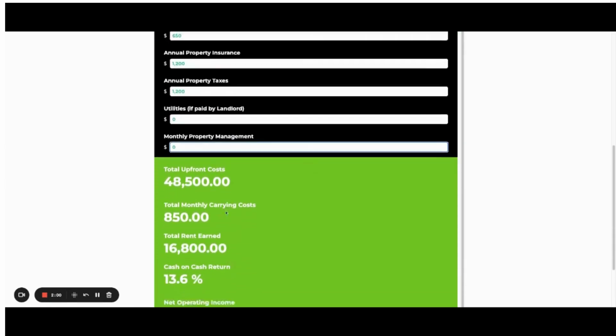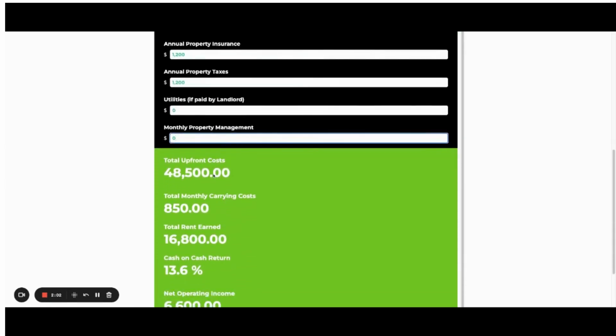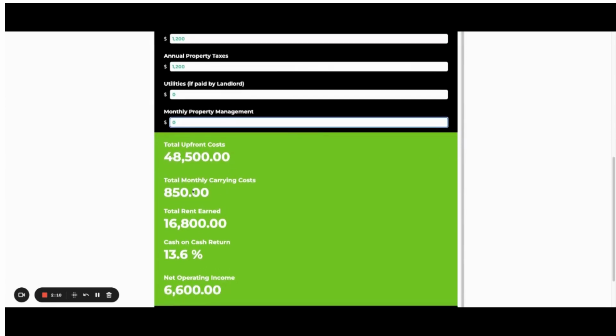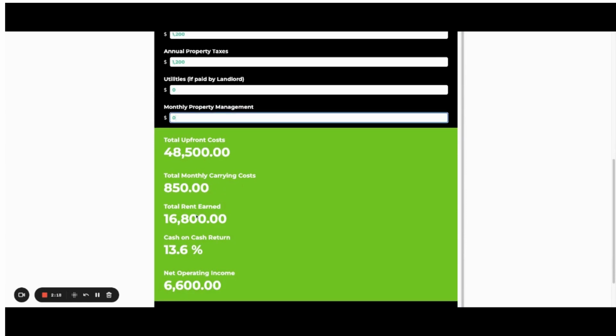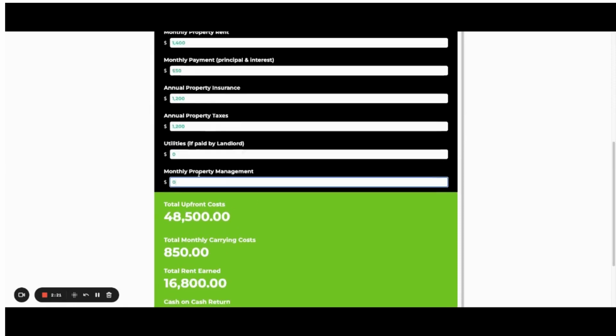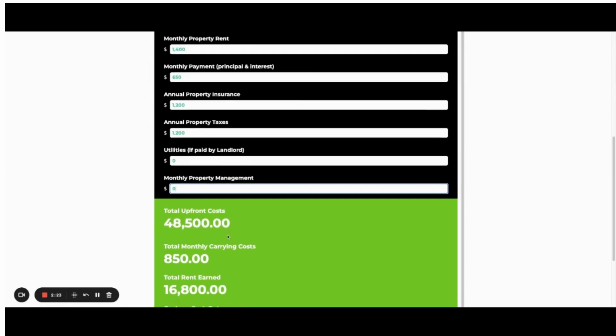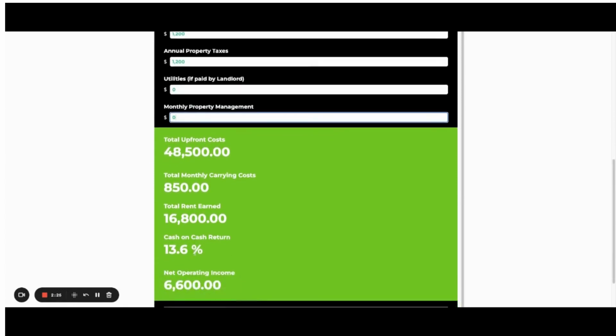Looking at the total numbers, we have our total upfront costs, which include our down payment, our repair costs, and also our closing costs. That's where we came up with $48,500. Total monthly carrying costs are $850, which would be our principal and interest, our monthly taxes, and our monthly insurance. Total rent earned would be what we put in here for our rent times 12, and we get $16,800.